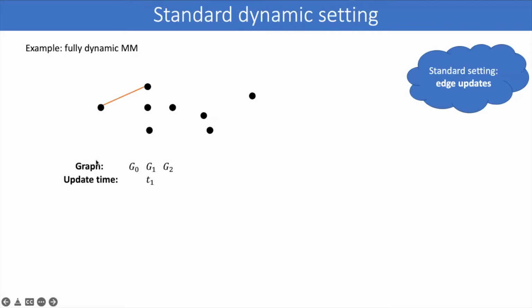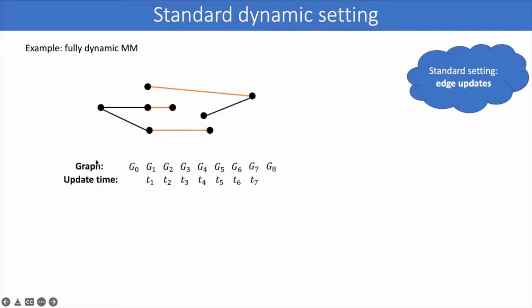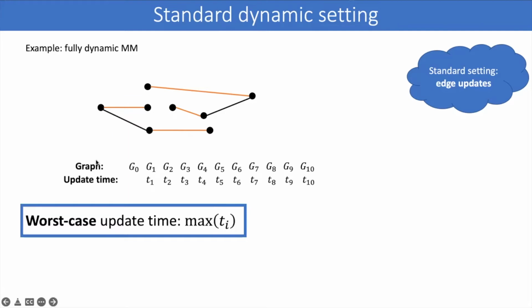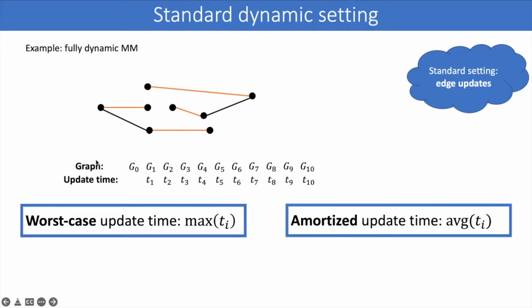Let's see an example of a fully dynamic algorithm for maintaining a maximal matching in the standard setting with edge updates. We have a sequence of updates, and the current state of the graph is denoted by G_i. Here, T_i denotes the update time, which is the time it takes for the algorithm to update the matching. There are two notions of update time. The first one is worst case update time, which is the maximum of T_i. And the second one is amortized update time, which is the average of T_i.